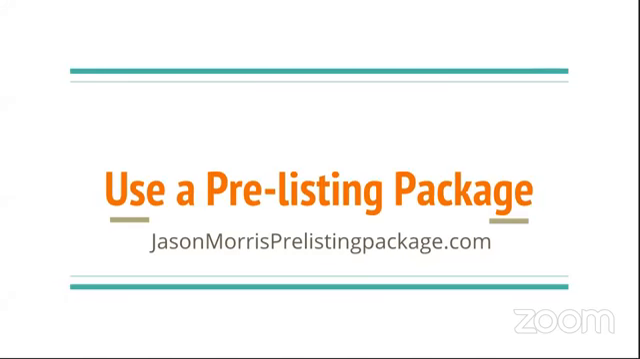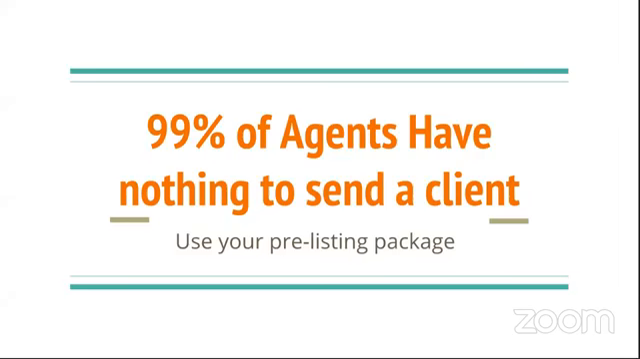Guys, here's another thing here. When you use a pre-listing package, if you don't have one, you can download my template for free at Jason Morris pre-listing package. Guys, this is your brochure of services that you use. This is what you do for a client. It's going to do a lot of stuff for you, but one of the things it's going to do for you the most is make you look like a professional. It's going to make you stand out because 99% of agents have nothing at all to send their client. They have nothing that tells about them, their team, and what they do to sell houses. So what typically happens is they just don't send anything.